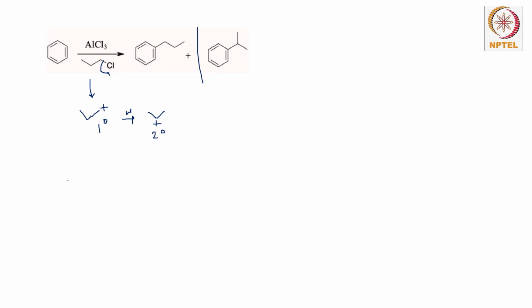So next, what will happen? When the benzene ring comes, it will attack, and we will get this one as our product. Okay? Understood? Now if you have a doubt about how this is forming, I will draw the elaborate mechanism.